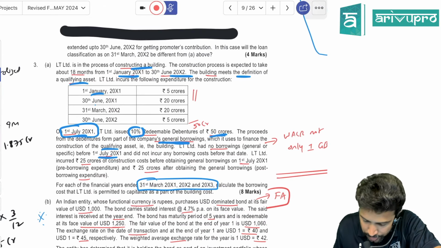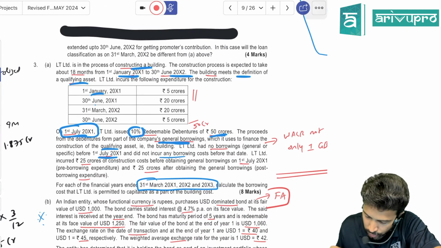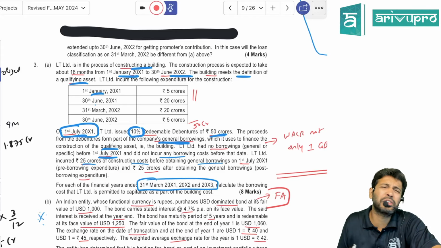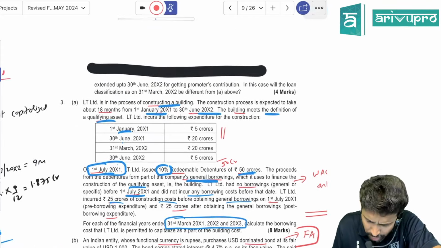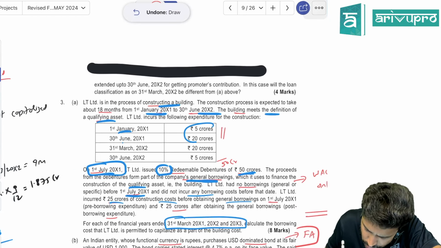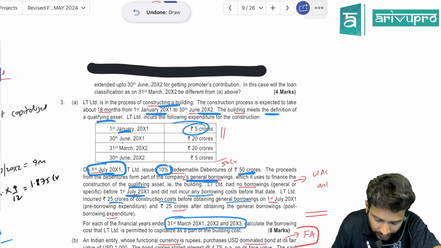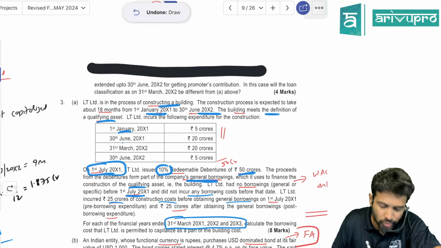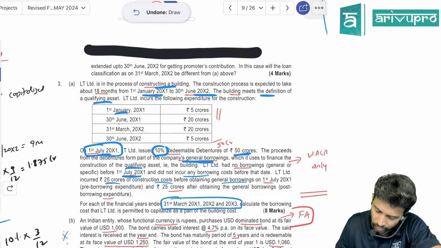L&T had no borrowings before 1st July and did not incur any borrowing cost before that date. L&T incurred 25 crore on construction cost before obtaining general borrowing. That was pretty much what we know. Borrowing cost came only on 1st July. Before 1st July, these 2 expenditures were already incurred. This came in 5 crore, this came in 20 crore on 30th June. So before borrowing came, these 2 expenditures are already included. That is 25 crore.